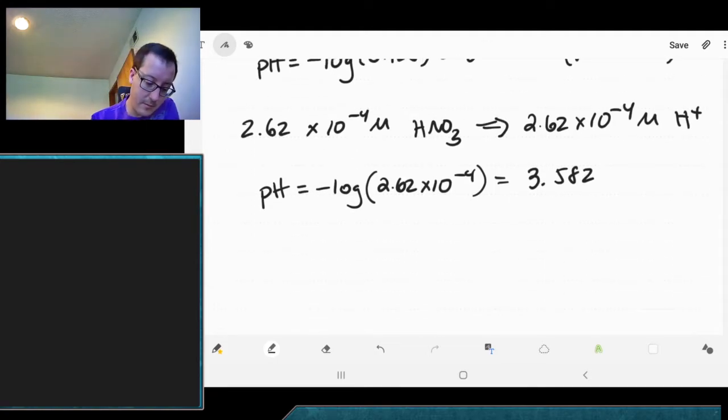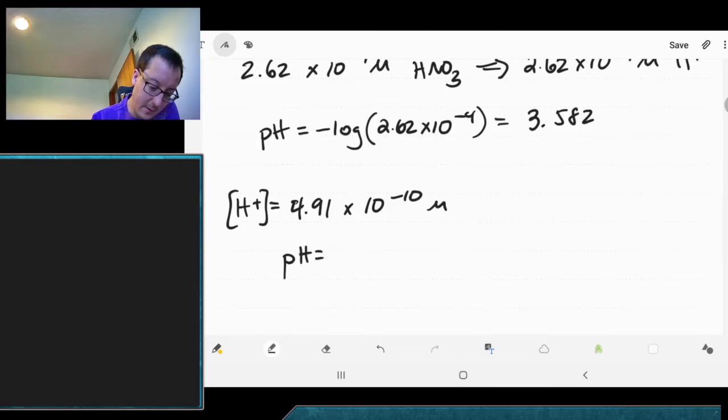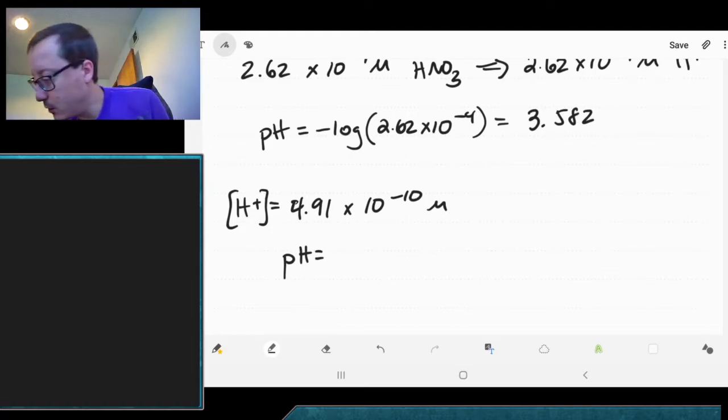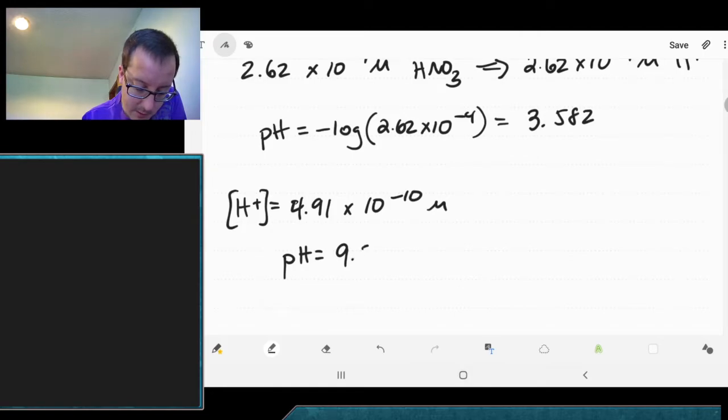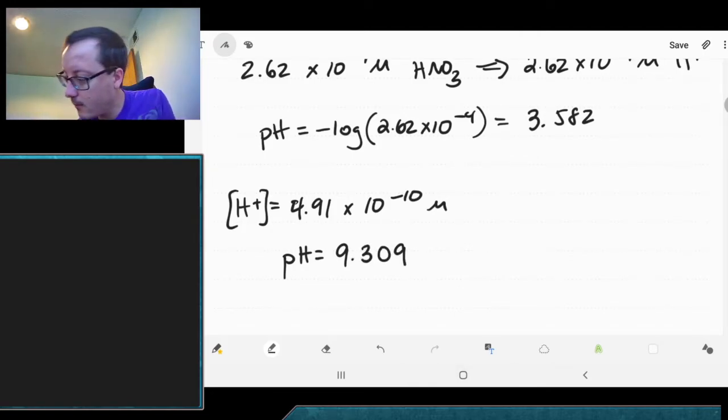All right, let's just do one more. What about if I have H plus equals 4.91 times 10 to the negative 10 molar? What's the pH of this one going to be? All right, here we go. Negative log 4.91 E negative 10. Into this we should get 9.309, it looks like.